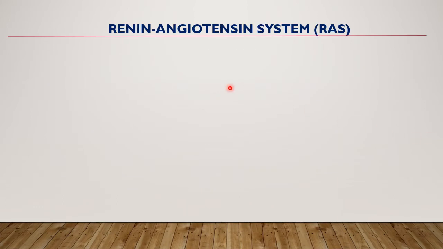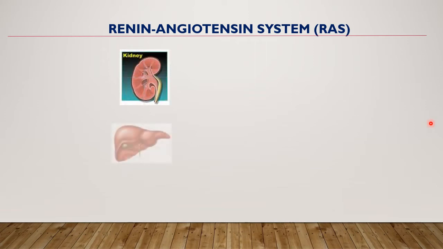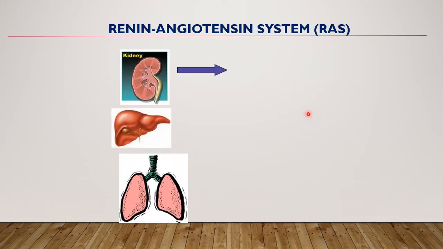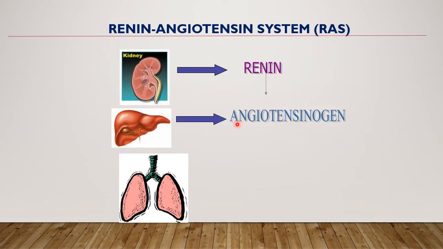So now here is a brief description of the renin angiotensin system, and then step by step we will discuss it in detail. First is the kidney, which is involved in this renin angiotensin system. The kidney is concerned with the secretion of renin from the juxtaglomerular cell. Now that renin will act upon angiotensinogen, a glycoprotein secreted by the liver cells.